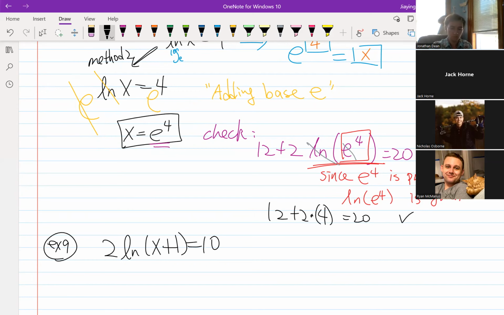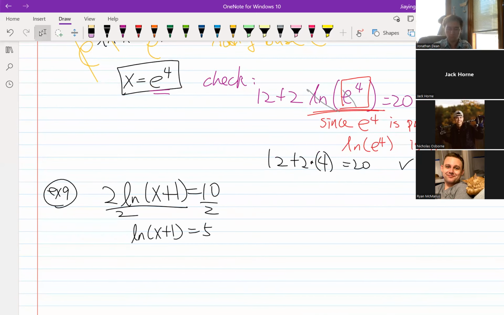All right, we got a 2 there. What do we do? Well, it's no big deal. If we have a 2, again, we're just going to get rid of the 2 by dividing by 2 on both sides. So we get natural log of x plus 1 equals 5.